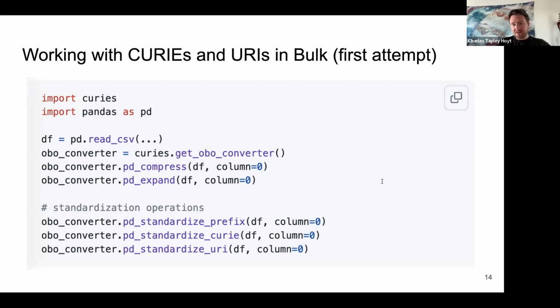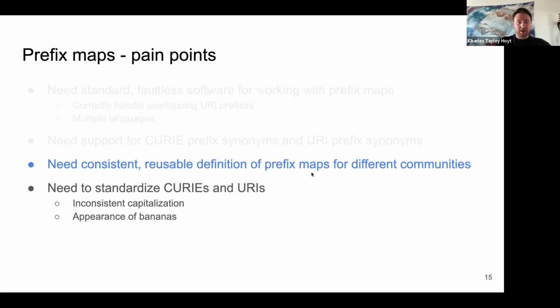Okay, and then Sierra asks, isn't this what the GitHub prefix maps repo does for us, provides conflict resolution? I'm not responsible for that one. It's related to the way that the curies package and the bioregistry package work, so maybe Sierra wants to comment on that as we get to the end. Okay, and any other questions before we move on from this part?